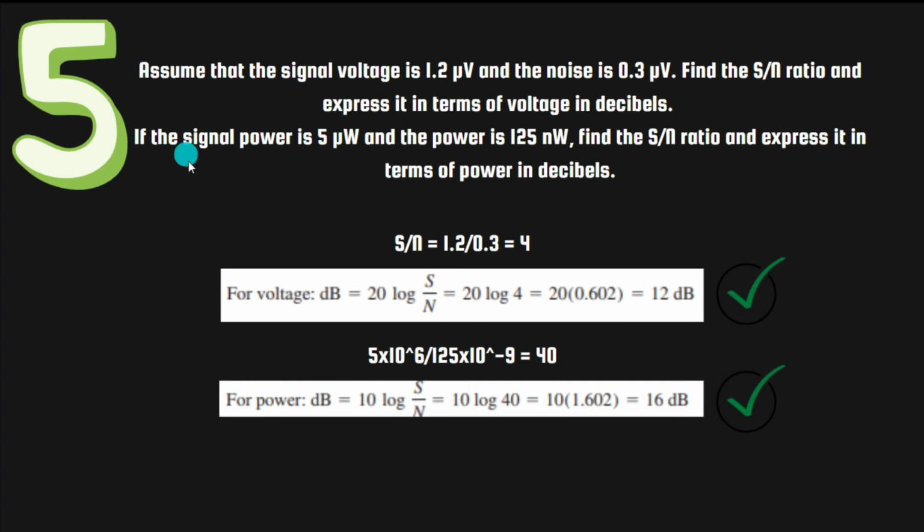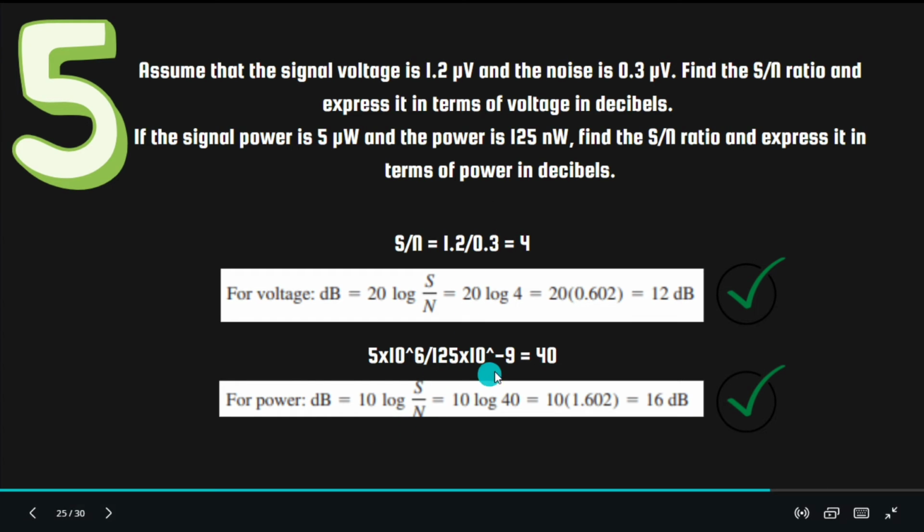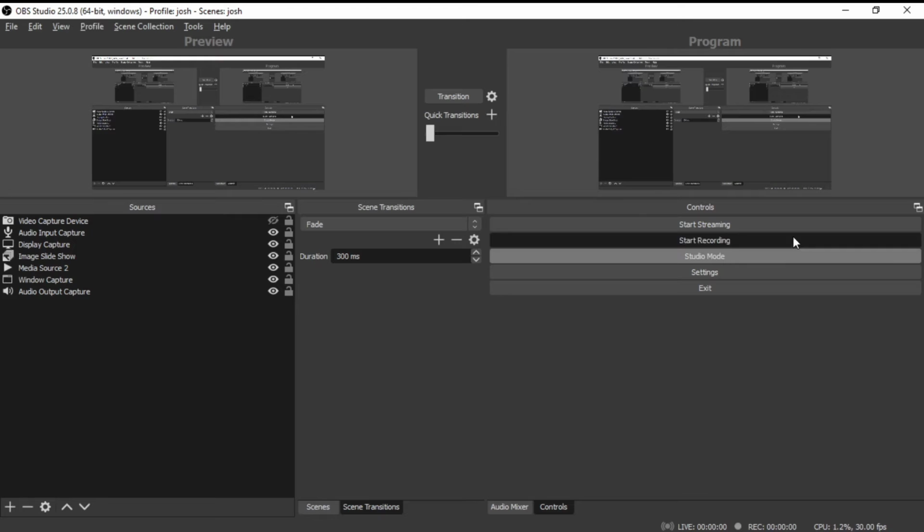So next, in the power signal to noise ratio, we have the signal power, which is 5 times 10 raised to negative 6, and the noise power is 125 times 10 raised to negative 9, which gives a ratio equal to 40. So for power, to convert it into decibels, we need to substitute the signal to noise ratio in this equation. So 10 log 40 is equal to 16 decibels.